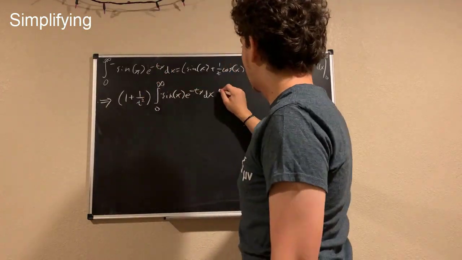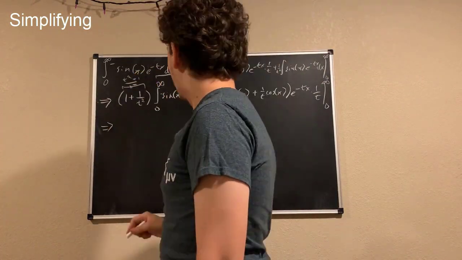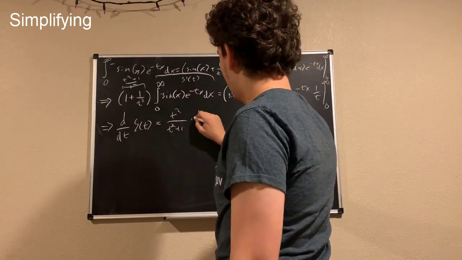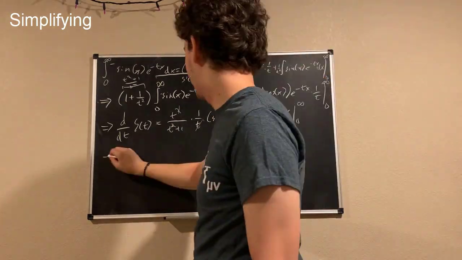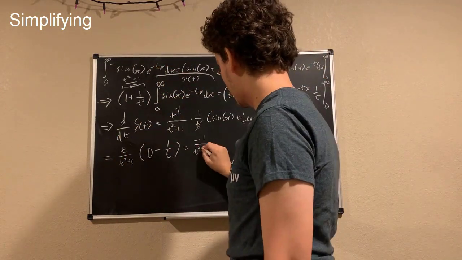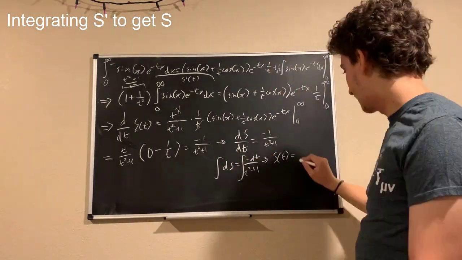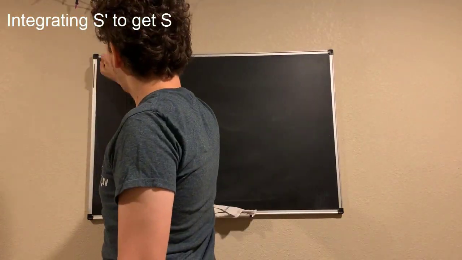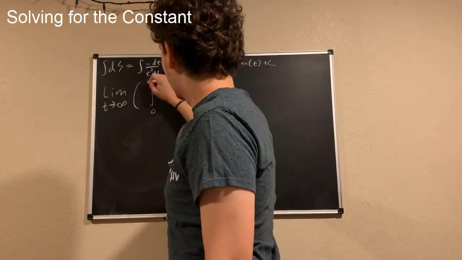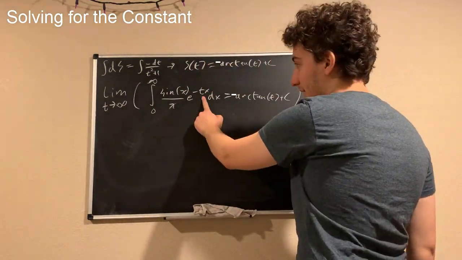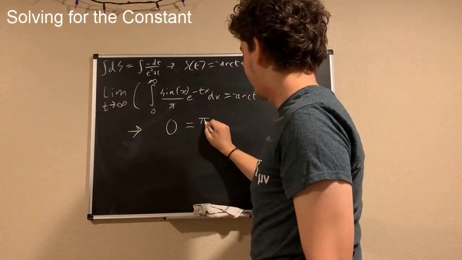So notice that since t does not vary with x, we can take it out to the front, we can move this to the other side and factor. And now we just plug in our bounds. And we need to solve for this constant of integration by using a limit. We get this constant c is pi over 2.